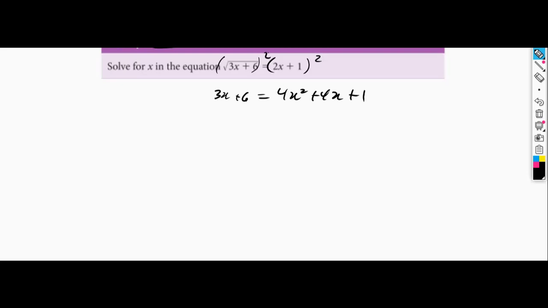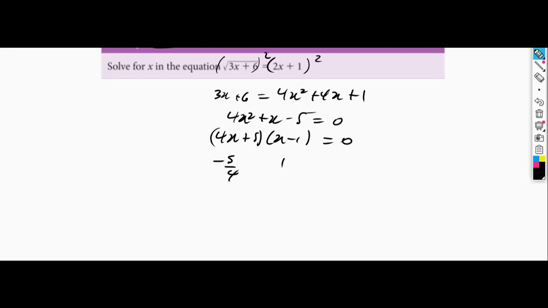Then we bring all the terms to one side, and we're going to get that 4x squared plus x minus 5 is equal to 0. We factor this, and it's going to be 4x plus 5 times x minus 1 is equal to 0. So we have two solutions. One solution is minus 5/4, and the other solution is 1.